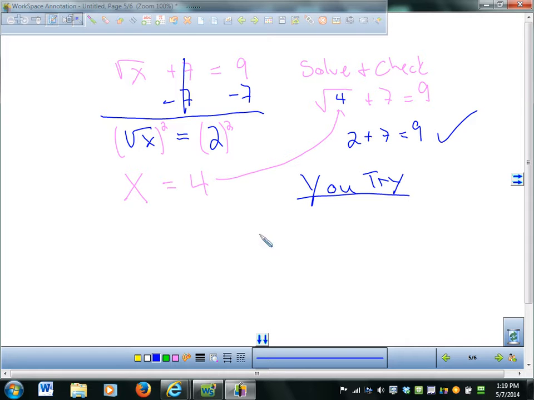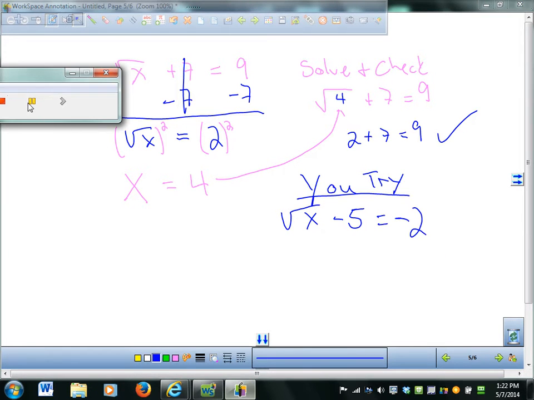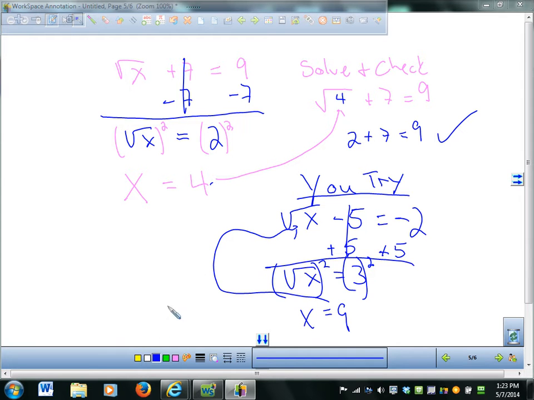Here we go. Square root of x minus 5 equals negative 2. Ready, set, unpause. We're going to move on to a little bit.